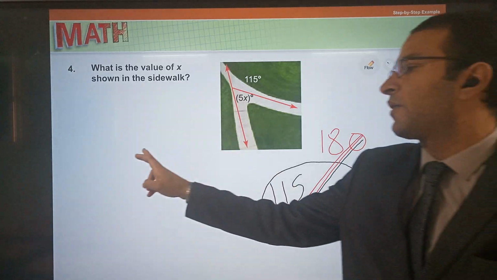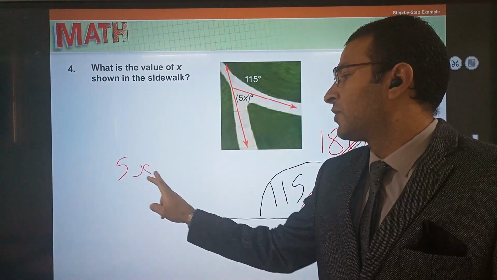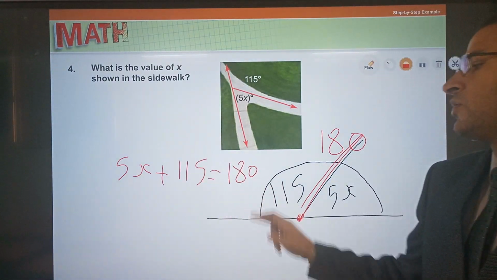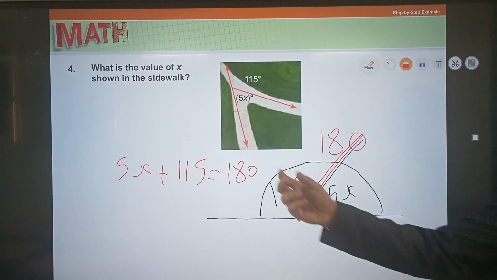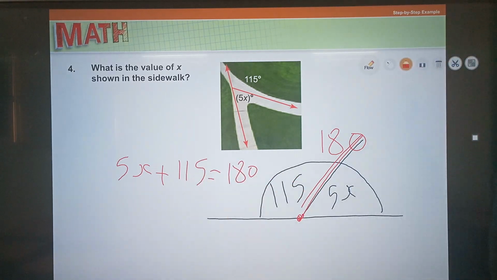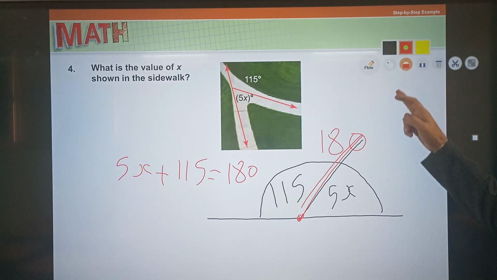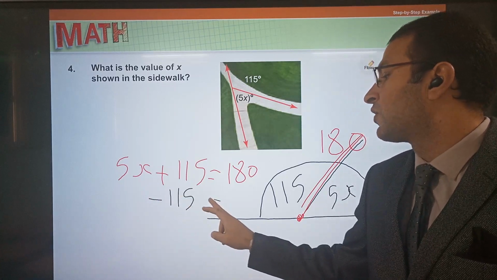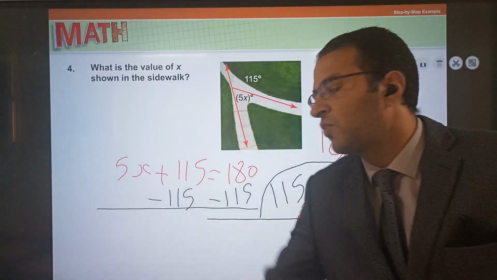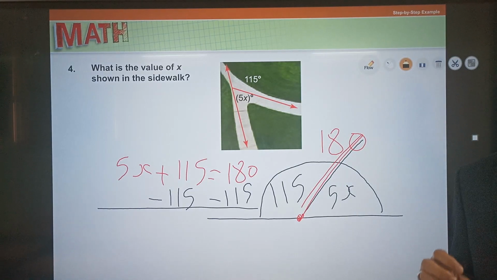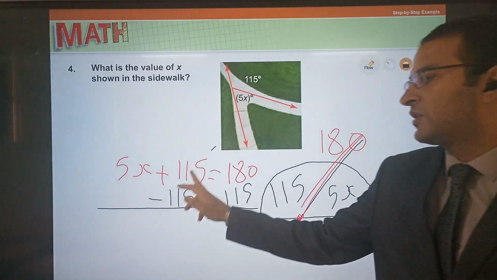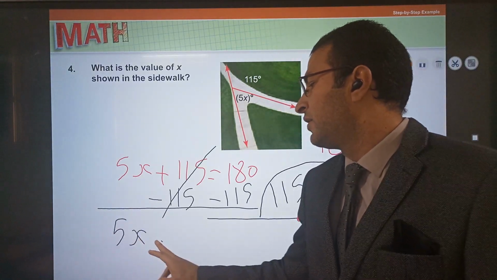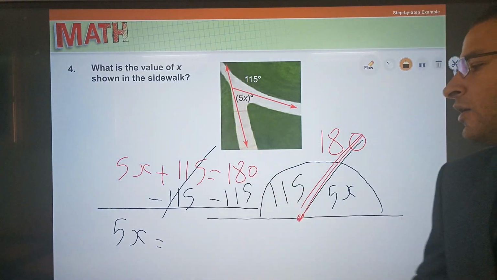So we put this equation by the shape: 5x plus 115 equals what? It equals 180. Again, I have 5x plus 115 is equal to 180. What will we do after this? We will subtract 115 from both sides. So we cancel this with this. I have here 5x, and here we have 180 minus 115 equals what?